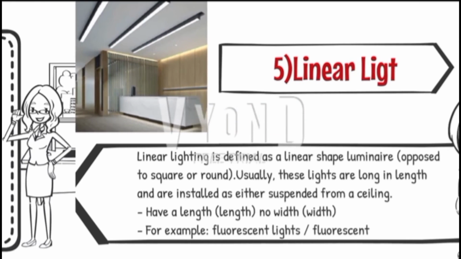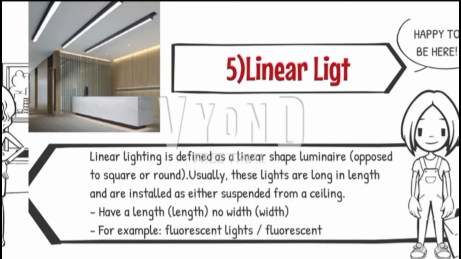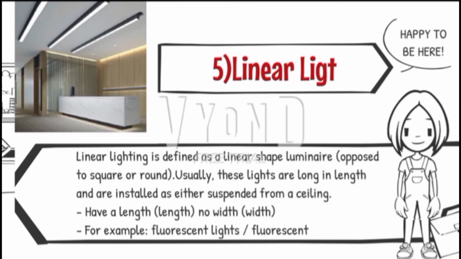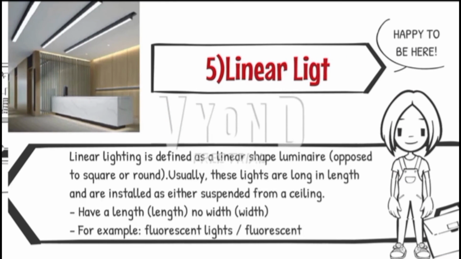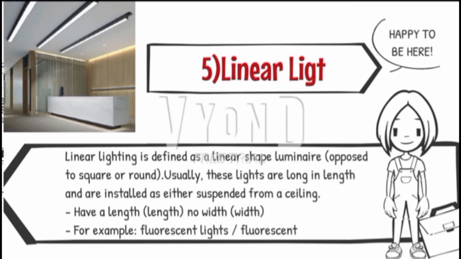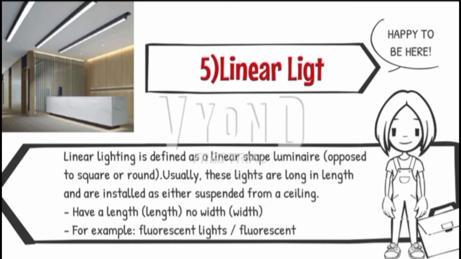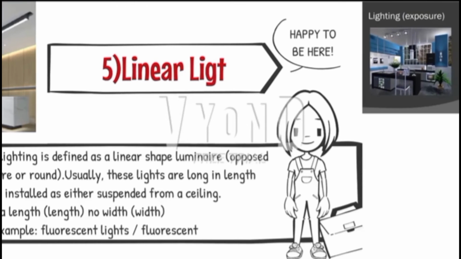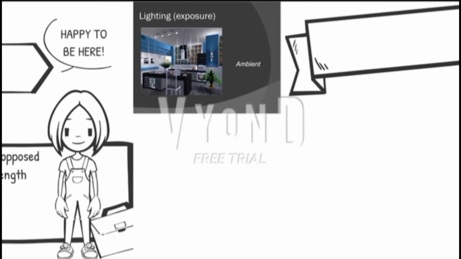Fifth, linear light. Linear lighting is defined as a linear shaped luminaire as opposed to square or round. Usually, these lights are long in length and are installed as either suspended from a ceiling. Linear light has a length, no width. For example, fluorescent light.